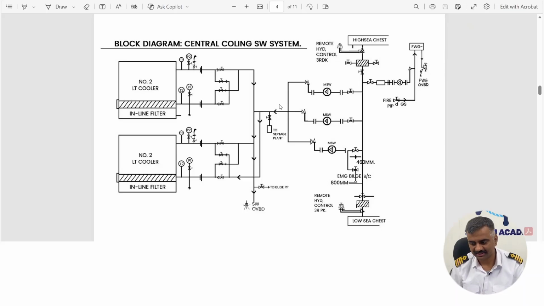Hello guys, now we are going to focus on the central cooling seawater system. What we are going to explain in this section is the block diagram for the central cooling seawater system. So in the block diagram, what is important and what is the purpose of the central cooling seawater system?